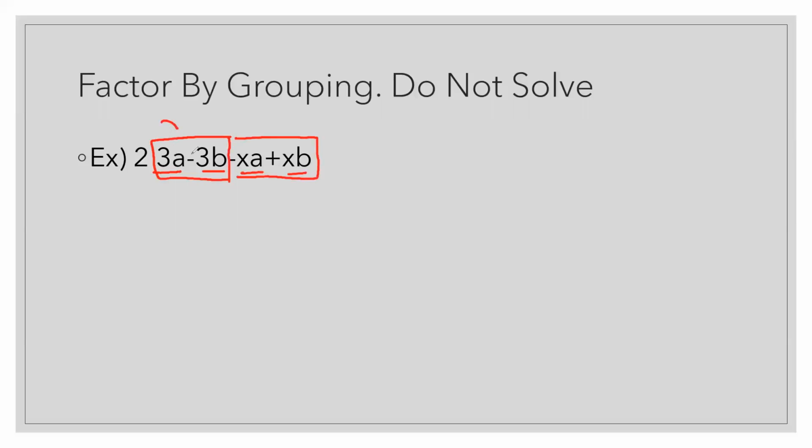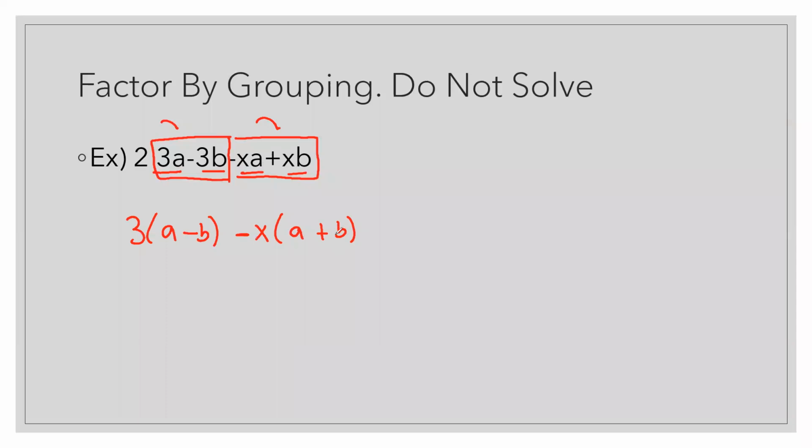So on the first part, 3a minus 3b, can we take out a GCF, greatest common factor? Yes, we can. We could take out a 3. So that would be a minus b. And the second part, negative xa plus xb, can we factor out a GCF? I believe so. We could take out an x. Now, should we take out a positive x or a negative x? I'm going to take out a negative x, and I'll show you why. Because if you take out a negative x, you need an a, and then you need a b, right?